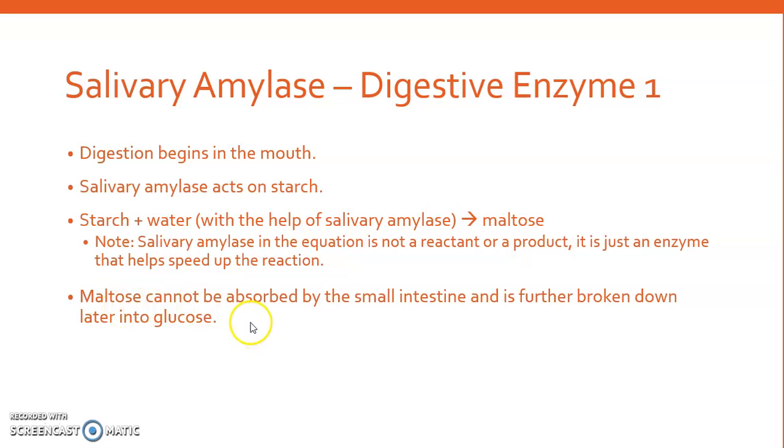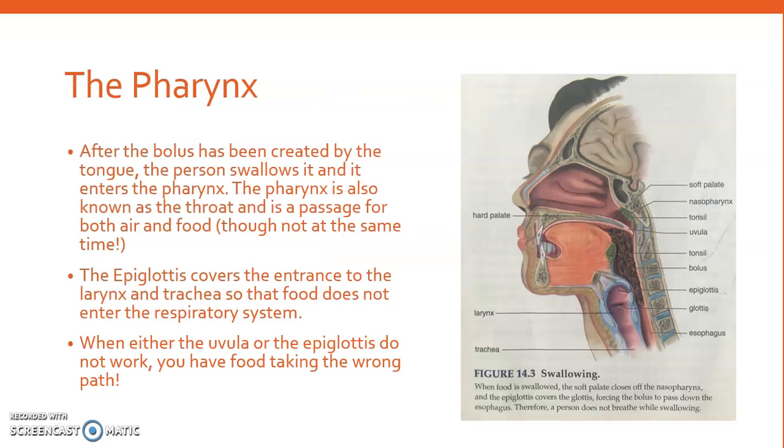So maltose is a breakdown or smaller version of the starch molecule. Maltose is too big to be absorbed into the small intestine and must further be broken down into glucose so that it can be absorbed. So the maltose molecules are too big to be absorbed into the small intestine and later must be broken down into glucose. But that doesn't happen in the mouth. We just have this first step with salivary amylase, and then we'll move on to more digestion of that maltose later. So we'll just talk about the pharynx here quickly.